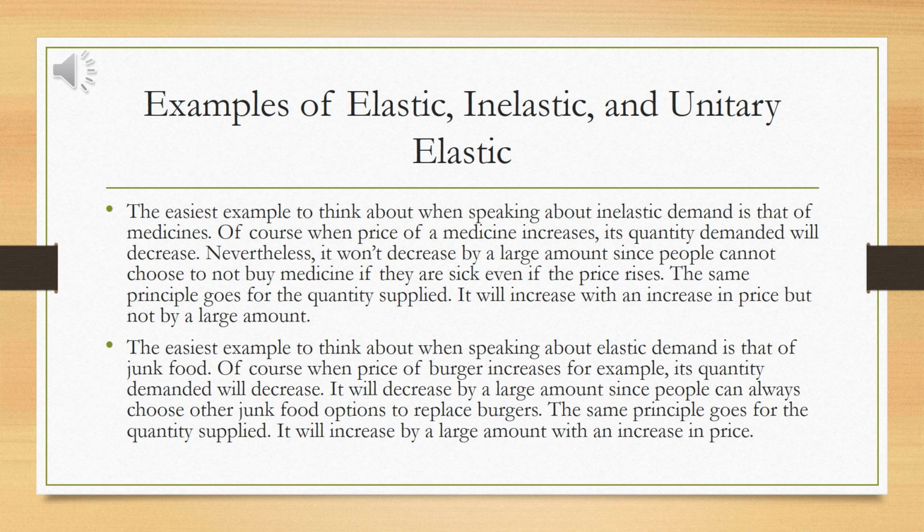The easiest example to think about when speaking about elastic demand is that of junk food. Of course, when the price of burger increases, for example, its quantity demanded will decrease. In addition, it will decrease by a large amount, since people can always choose other junk food options to replace burgers. The same principle goes for the quantity supplied. It will increase by a large amount with an increase in price.